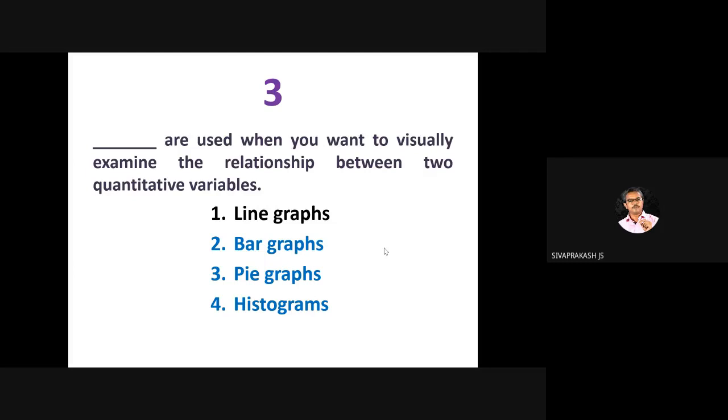It is comparing 2 sets of data. We compare agriculture income and rainfall. When rainfall increases, agriculture increases. Then you can analyze using a line graph. Line graph is the answer. Correct? Next, question number 3.